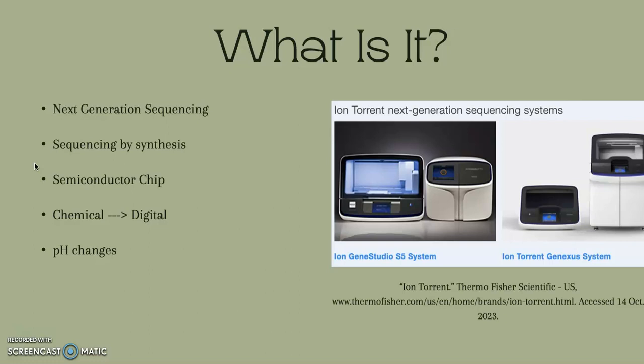Ion torrent sequencing is a form of next-generation sequencing created by Thermo Fisher Scientific. It's a form of sequencing by synthesis, and it is also known as ion semiconductor sequencing because it utilizes a semiconductor chip to run sequences. The way it works is it translates chemically encoded information into digital information via the semiconductor chip. It relies on pH changes through detection of hydrogen ions being released during polymerization or DNA strand synthesis.